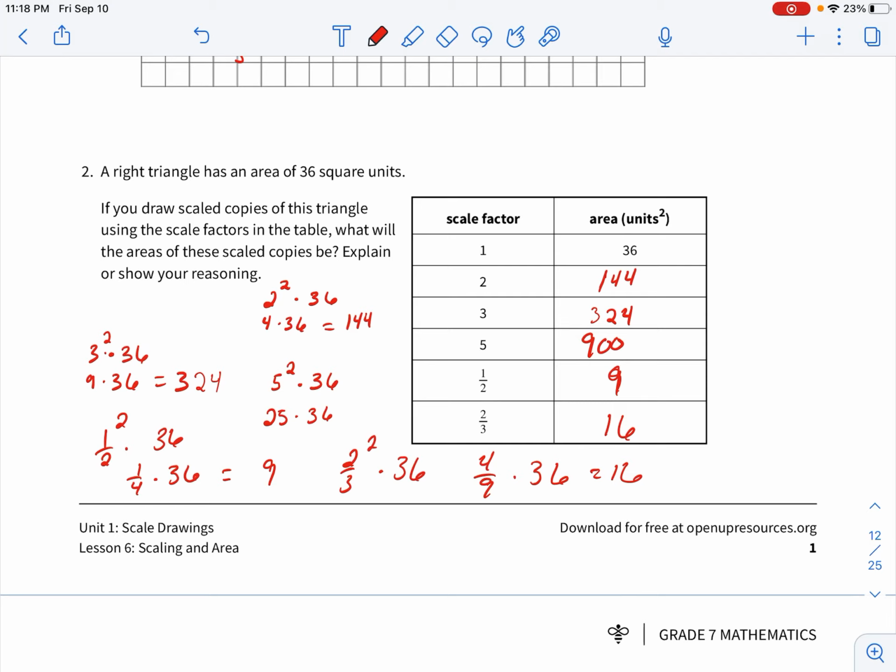Okay, and the last one, 2/3. So same thing, we're going to square 2/3. You're pretty much just multiplying both numbers by themselves. So the numerator becomes 4, because 2 times 2 is 4. 3 times 3 is 9. Now we multiply that by 36, and you get 16. And once again, when you're multiplying a whole number by a fraction, you can either multiply it by the numerator first, then divide by the denominator, or you could divide by the denominator and then multiply by the numerator. For me, that's just easier, because I know 9 goes into 36 4 times, and now I can just take 4 times 4 and get 16.